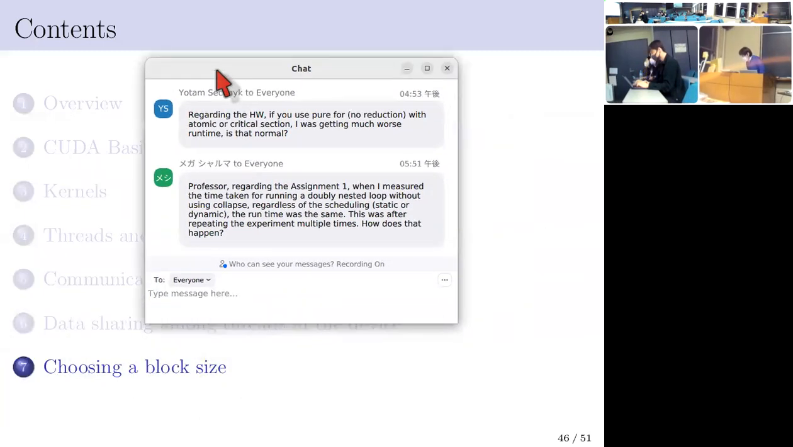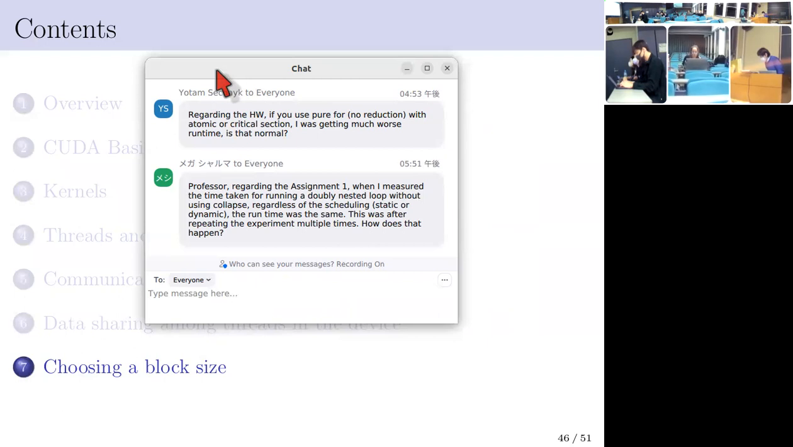And I got a question. The first one is somewhat specific to the exercise, so I'll come to this later. And the second one is again about assignment one. I'll answer these questions later.